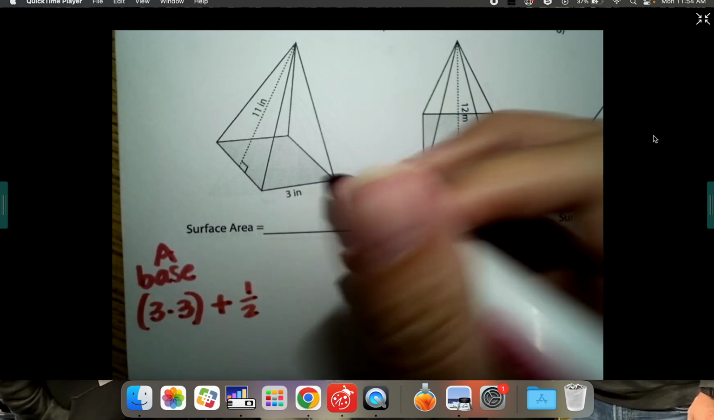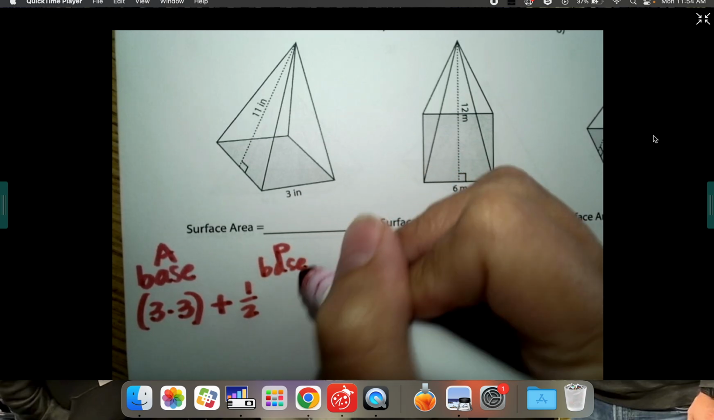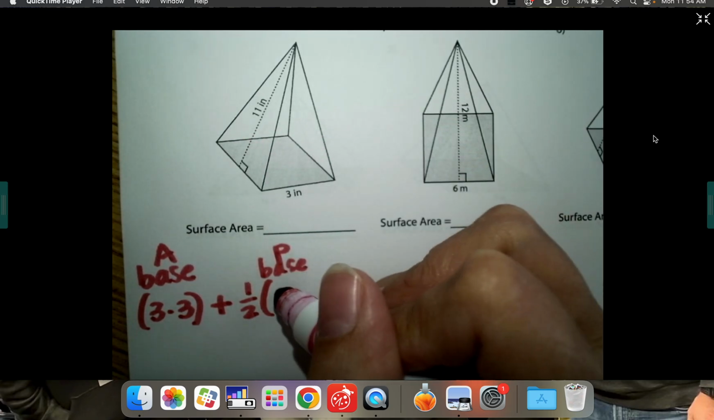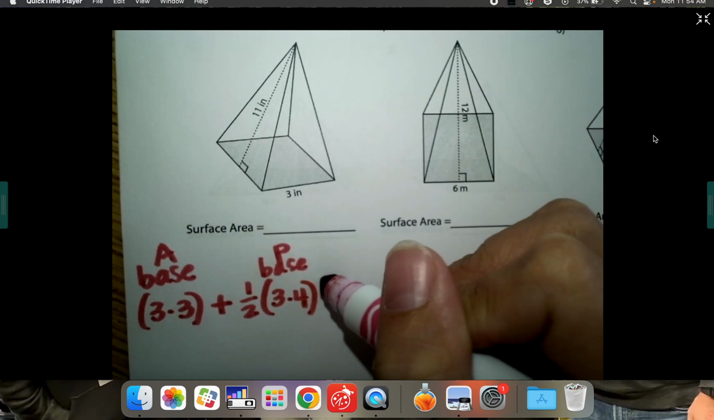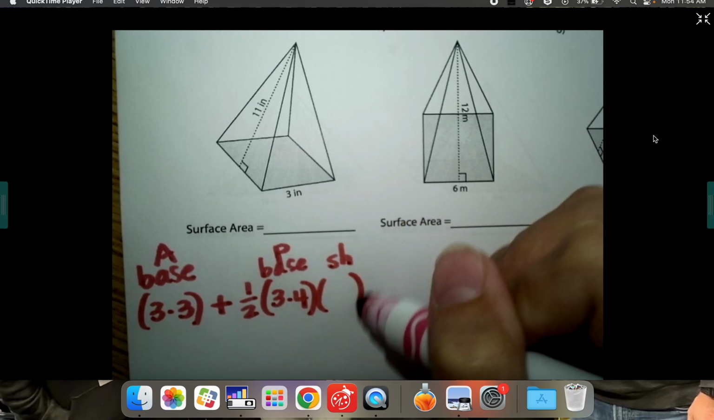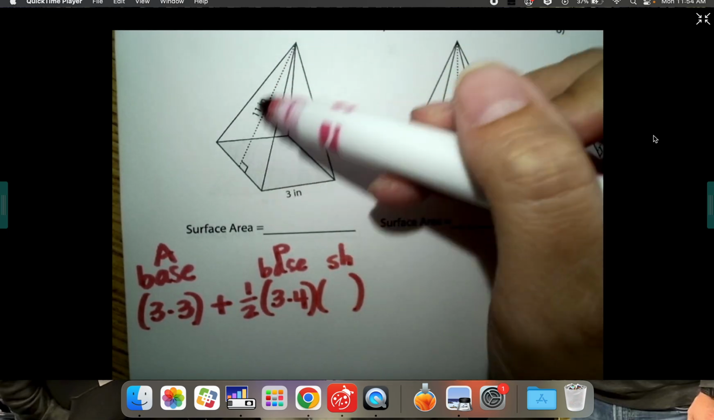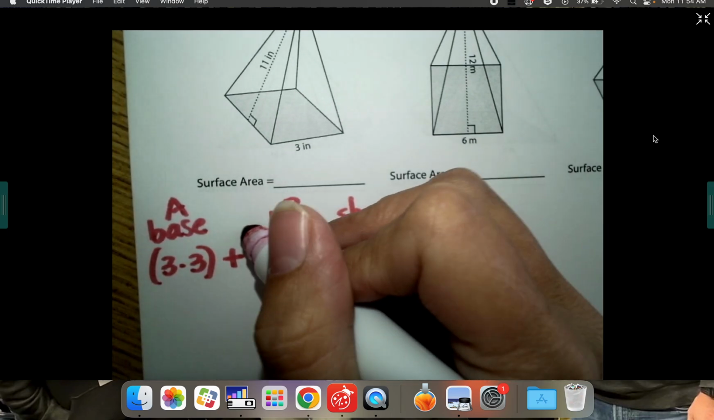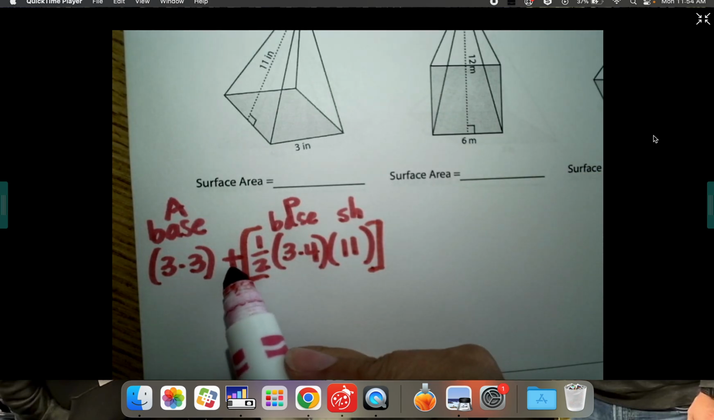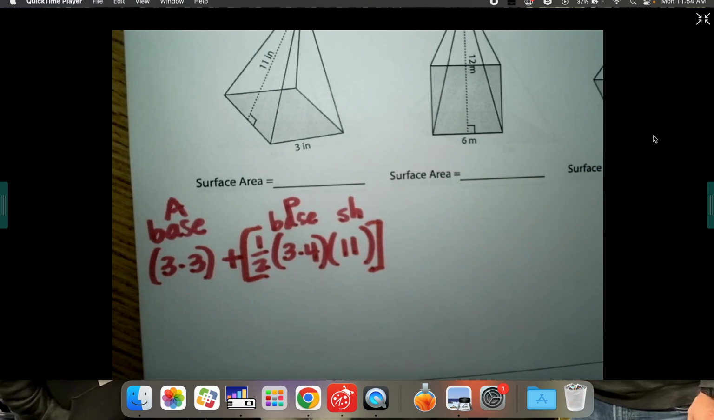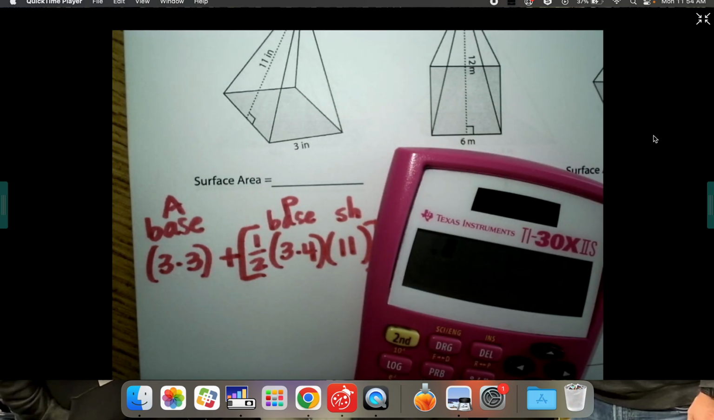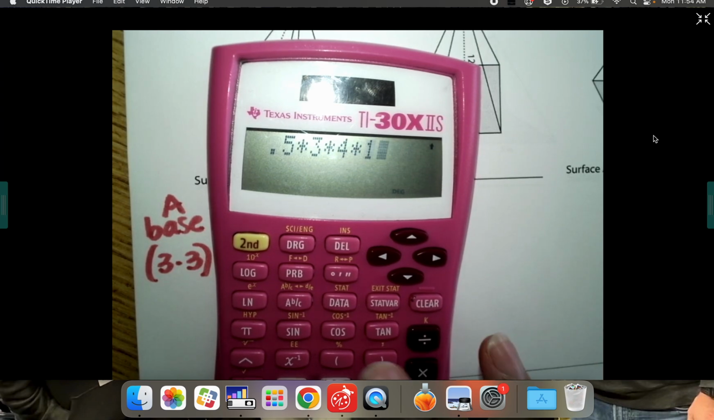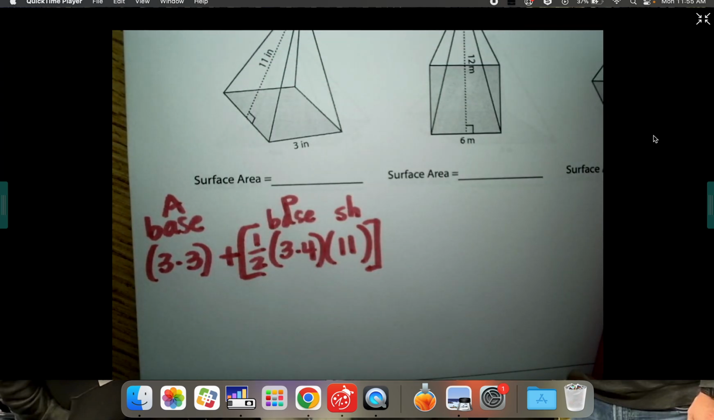plus 1/2 the perimeter of the base, which the perimeter of the base is 3 plus 3 plus 3 plus 3, which is the same thing as 3 times 4, times the slant height, which the slant height on this one is 11. Okay, and again, you have to do order of operations, so we're going to have to multiply first and then come back and add. So in my calculator, I am multiplying 1/2, which is 0.5, times 3 times 4 times 11, and I got 66.